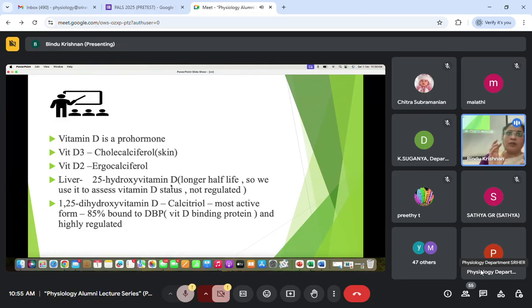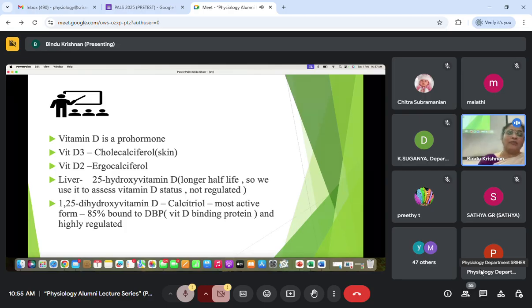So this confusion always comes when somebody is asking you what blood test to do, because so many vitamin D forms are there. Ideally, most of the time, what is done is 25-hydroxy vitamin D, because it has a longer half-life and it is not regulated. It is not rate limiting. In other words, how much source of D2 and D3 I am giving, that much hydroxylation happens in the liver, right? Because of that, that is the one which is measured most of the time.